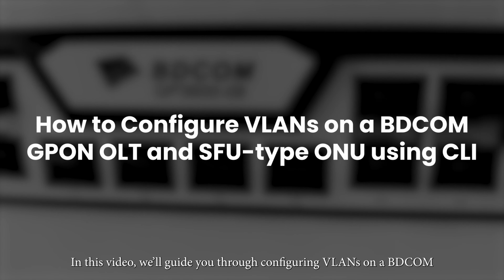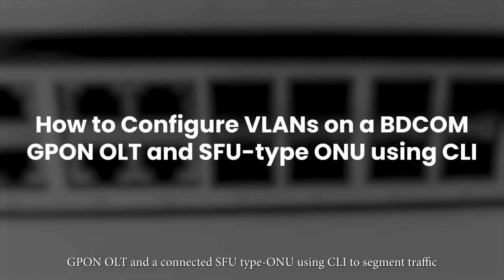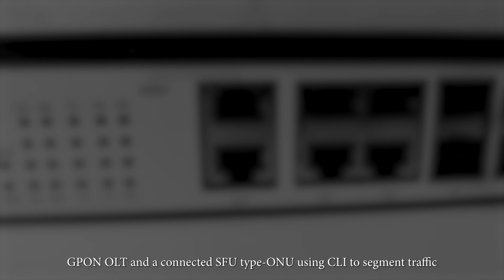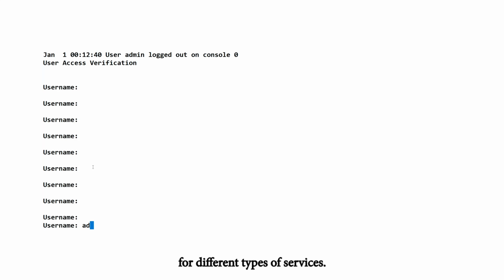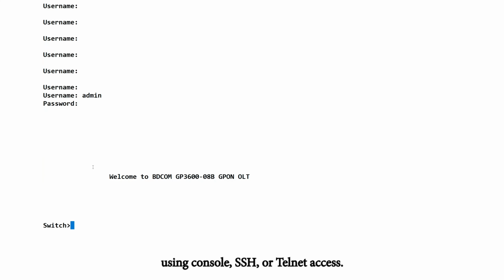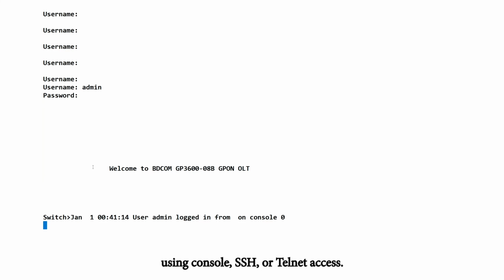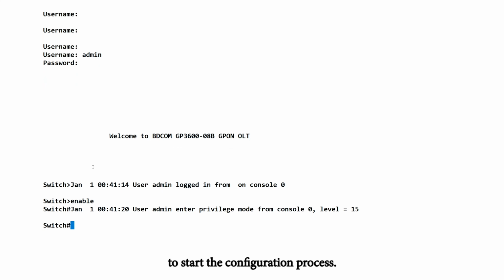In this video, we'll guide you through configuring VLANs on a BDCOM GPON OLT and a connected SFU-type ONU using CLI to segment traffic for different types of services. Let's begin by logging into your GPON OLT using console, SSH, or Telnet access. Once logged in, enter Global Configuration Mode to start the configuration process.